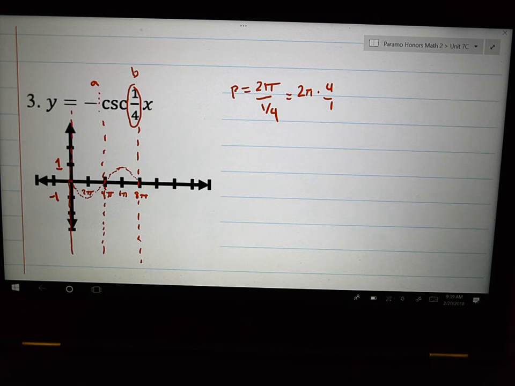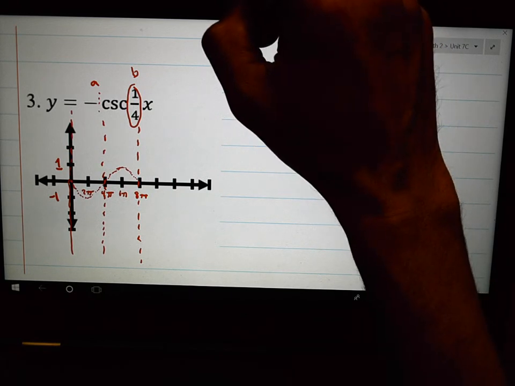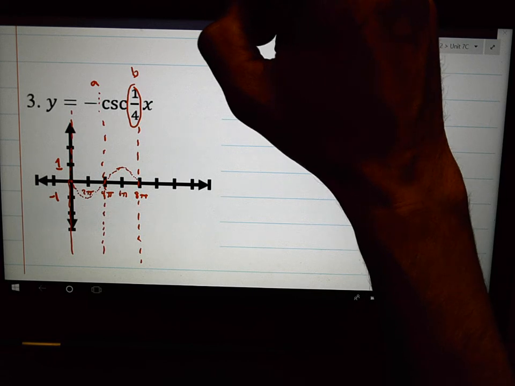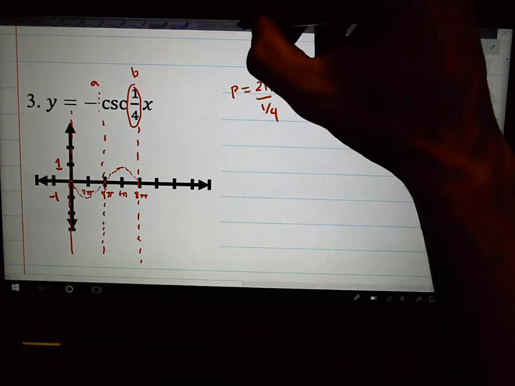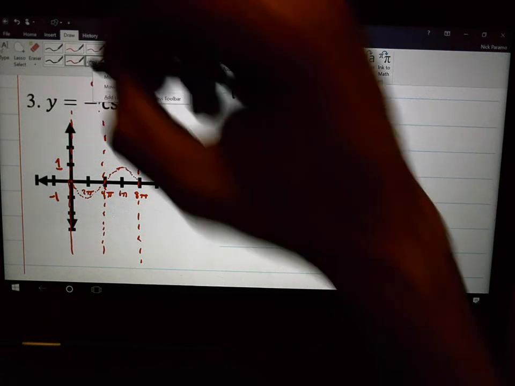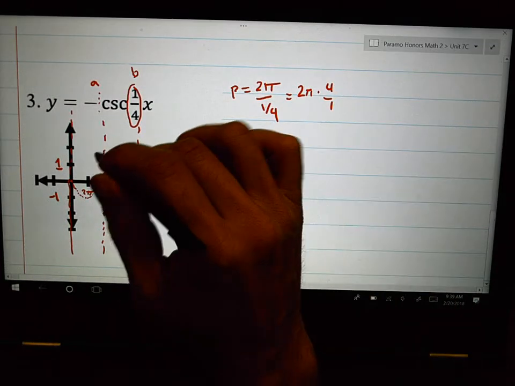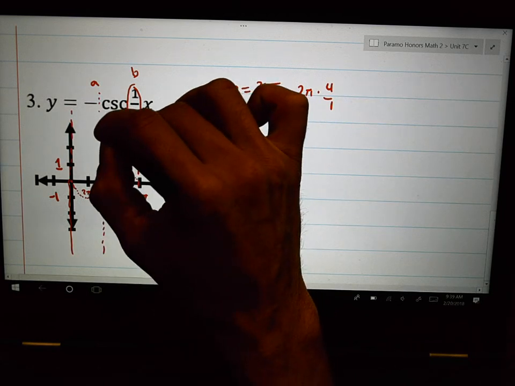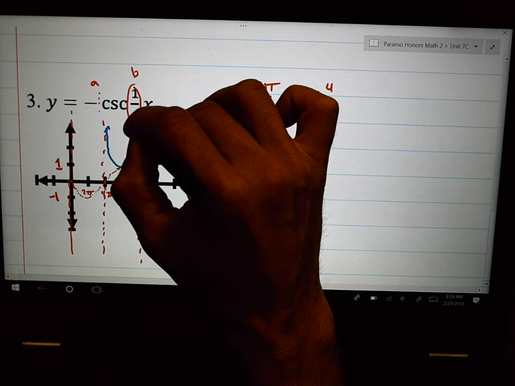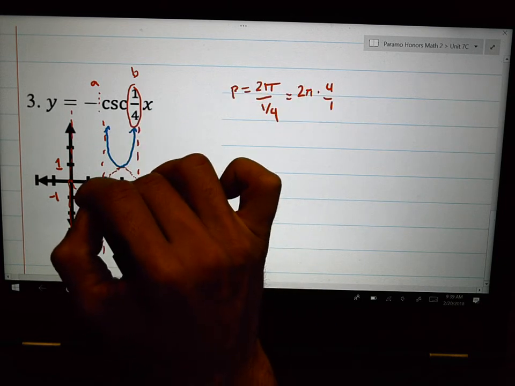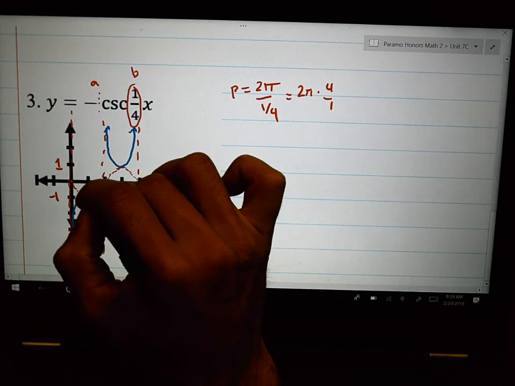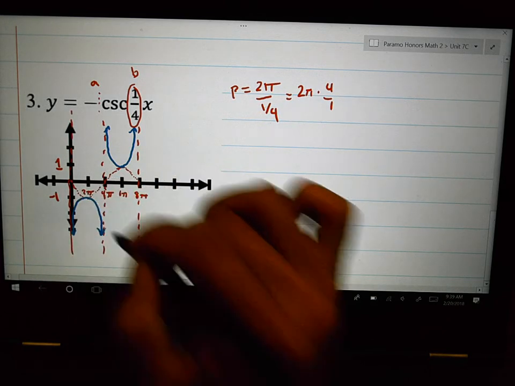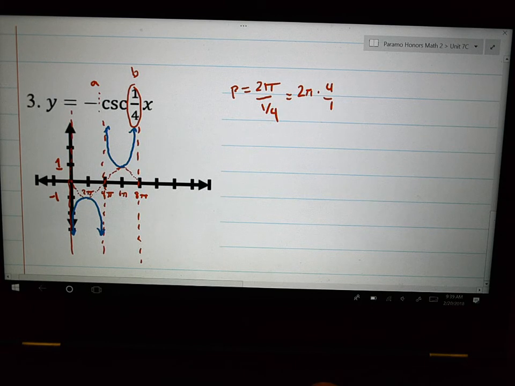I say that to you because I'm going to switch colors and I'm going to actually graph, or attempt to, in blue. Since this is above the y-axis, this is what my graph looks like. Since this is below the y-axis and it's negative, it's going to go that way. What you see in blue is the graph of cosecant. It's like two U-shapes that go in opposite directions.